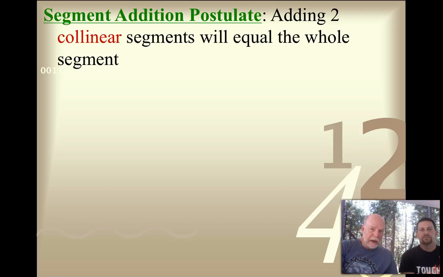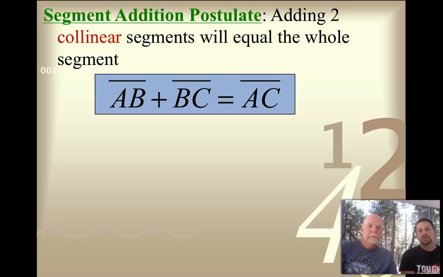So we're talking about adding two collinear segments. So we got to remember what collinear means. Collinear means same line. So two segments that lie on the same line in order to equal the whole segment. And so what we say is part plus part equals whole. We got to get this plus that equals this. Yeah, it's real simple. Yep. So if we have two segments, AB and BC, those two separate segments, we're going to add them up.